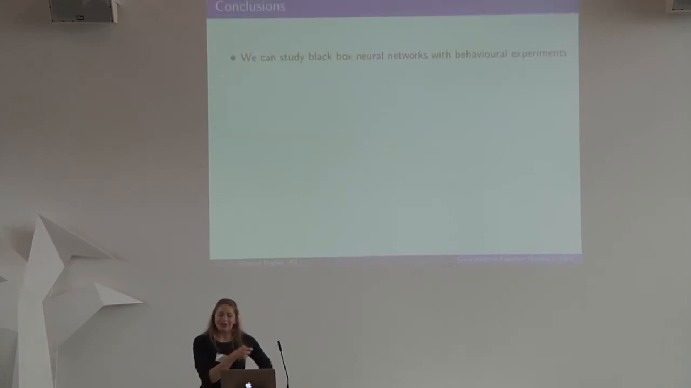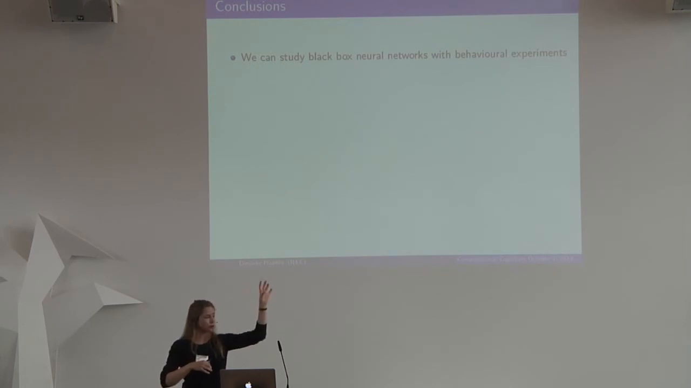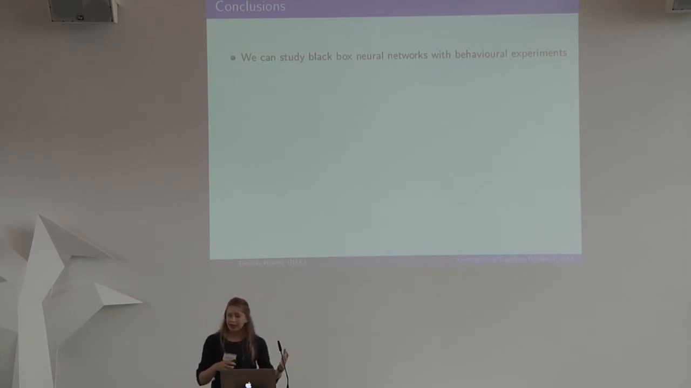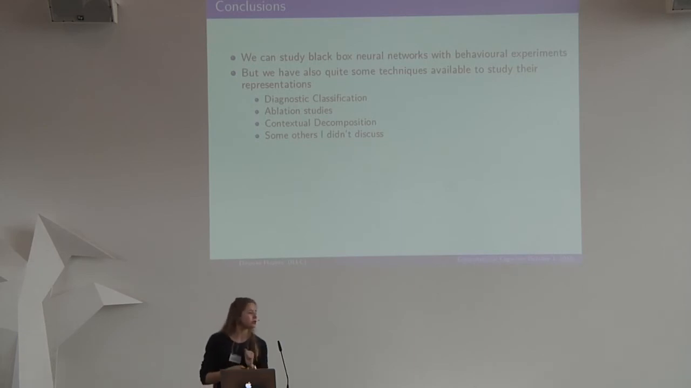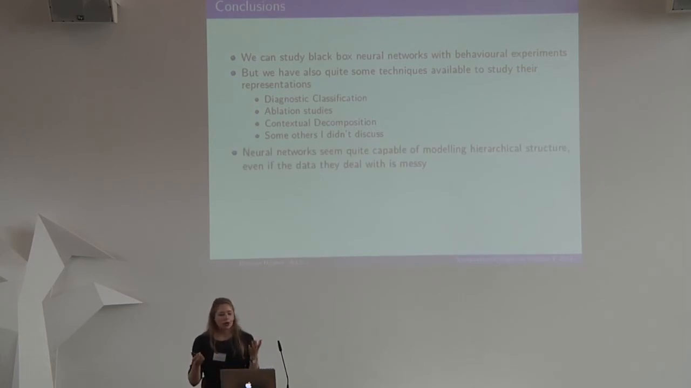So, my conclusions here. We can study black box neural networks with behavioral experiments. So these are the types of experiments that I presented in the beginning, where we check if a model can predict the right outcome, but also later if we check if a model can predict a verb with the correct number. But we also have quite some techniques available to study their representations, and this is really a booming field. The stuff that I mentioned to you, diagnostic classification, ablation studies, contextual decomposition. This is just the tip of the iceberg. Many more things are coming up also now. Neural networks seem quite capable of modeling hierarchical structure, even if the data that they deal with is messy, like natural language.